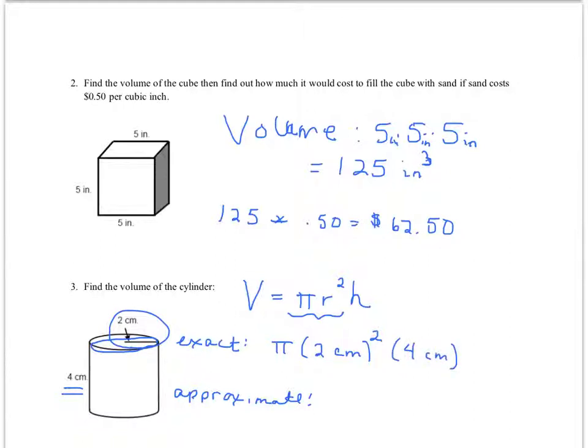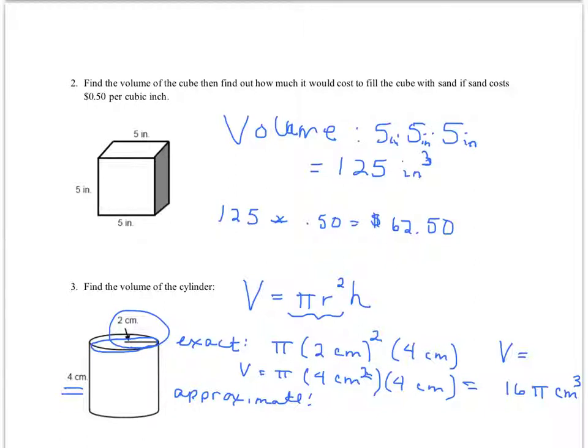So when I do that, I'm going to multiply 2 centimeters times 2 centimeters, because I have to square it. So the volume is going to equal pi 4 centimeters squared, because I got the centimeters, times 4 centimeters. So all together, after I multiply, the volume is going to be 16 pi centimeters cubed. That's the volume, and that's the exact.